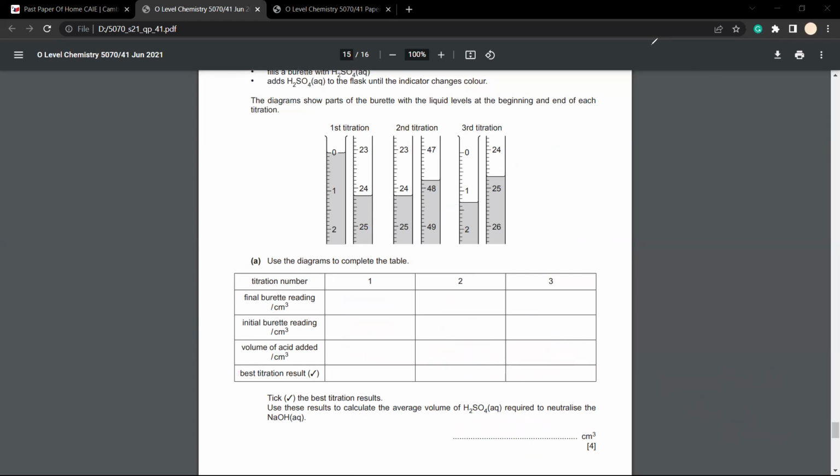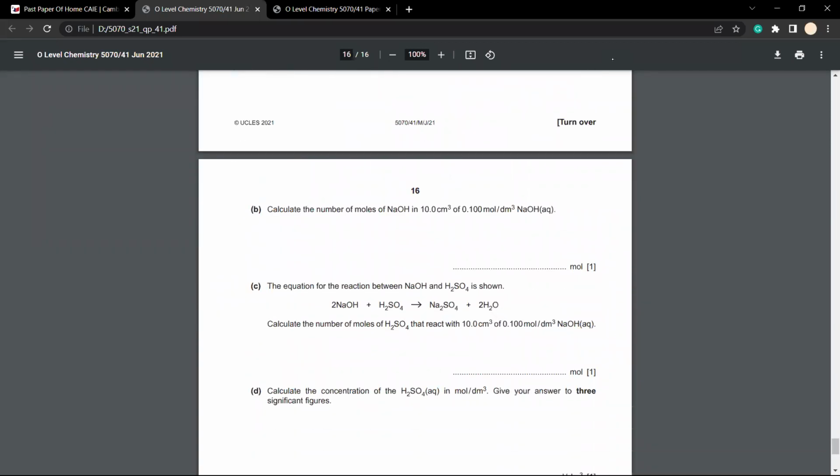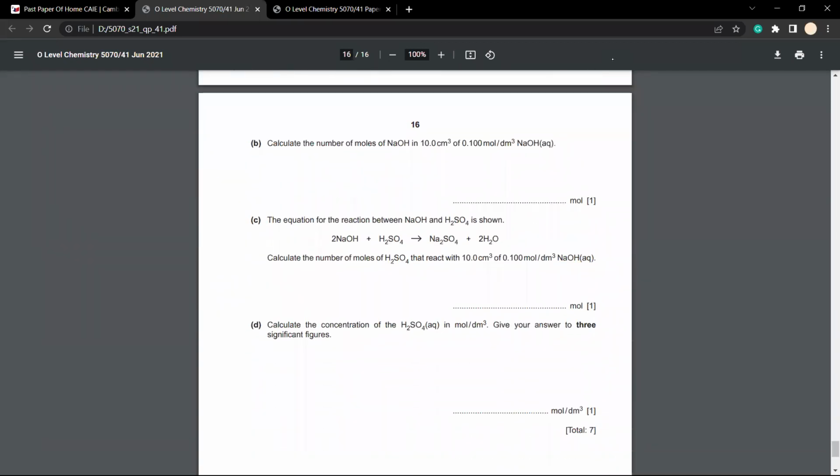Now moving ahead, let's see what else do we have further. Calculate the number of moles of NaOH in 10 cm cube of 0.100 mol per dm cube. Now remember, again, this is moles in solution. They have given you the volume. How do we know? Because the unit is cm cube, and this is the concentration, because we have mole per dm cube as a unit.